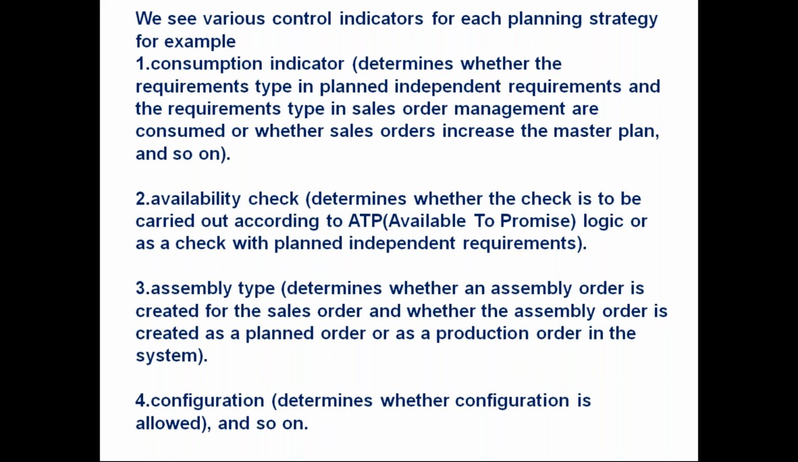There are various control indicators for each planning strategy. What are those? The first indicator is the consumption indicator. It determines whether the requirement type is planned independent requirements and requirement type in sales order management. So here we are going to see the production planning module integrated with the sales and distribution module, in sales order management, where sales orders consume the master plan and so on.